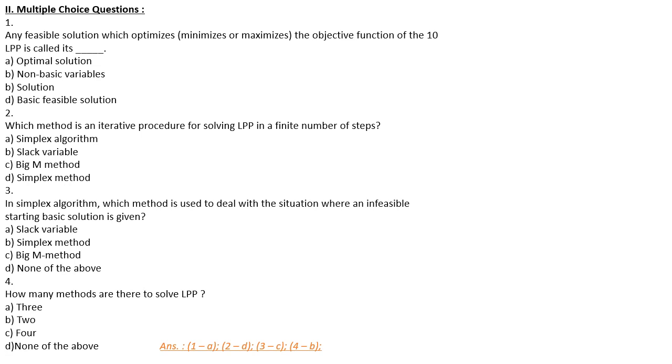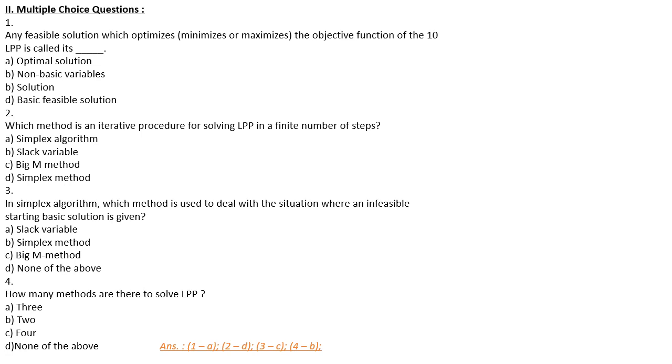Multiple choice questions. First, any feasible solution which optimizes the objective function of the LPP is called optimum solution, non-basic variable solution, basic feasible solution. The correct answer is option A, optimum solution. Which method is an iterative procedure for solving LPP in a finite number of steps? A, simplex algorithm, B, slack variable, C, big M method, D, simplex method. Correct answer is option D, simplex method.